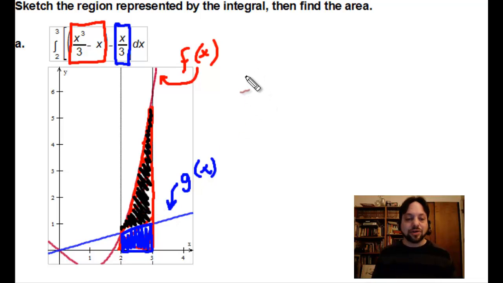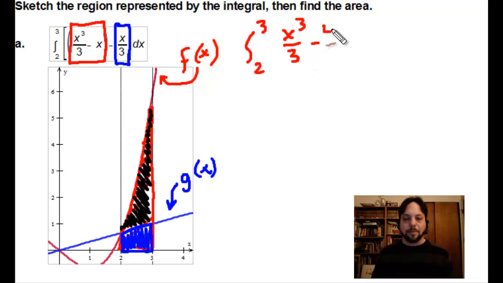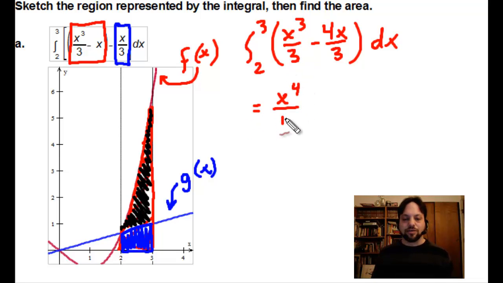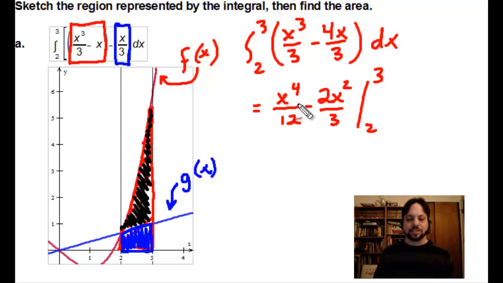So it might take a while to get used to what's actually going on. But as far as the calculus goes, that's not too bad. If I want to go ahead and integrate this integral, it might behoove me to actually simplify this integral first, rather simplify the integrand. And if I do that, I'm going to have x cubed over 3 minus 4x over 3. And I just did that by combining like terms, of course. Well, if we go ahead and integrate that integral, it won't be too bad. Simply x to the 4th over 12 minus 2x squared over 3. And again, we'll evaluate that between x is 2 and x is 3.